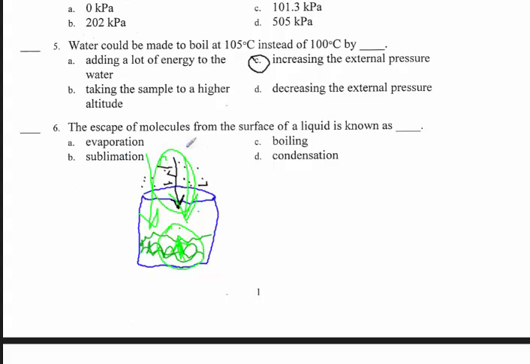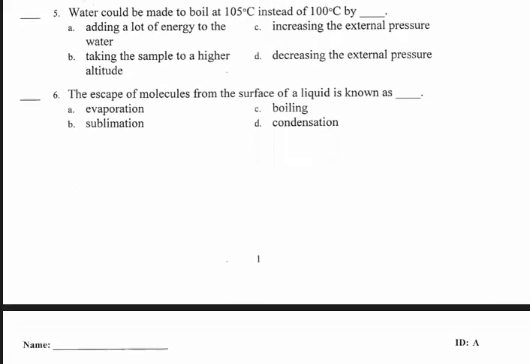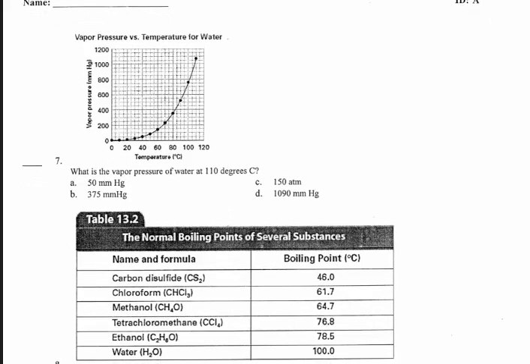Now here, the escape of molecules from the surface of a liquid, that's known as evaporation. Obviously, when it happens at 100 degrees C for water, that's called boiling. But things evaporate at practically any temperature. Boiling is very specific to the fact you have to have the vapor pressure of the liquid equal to external air pressure.